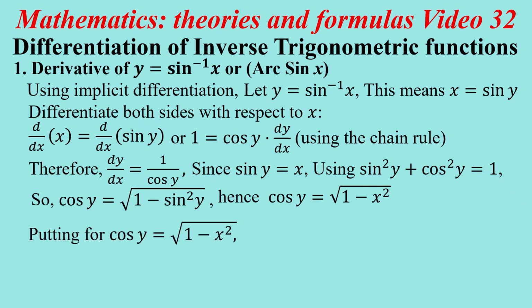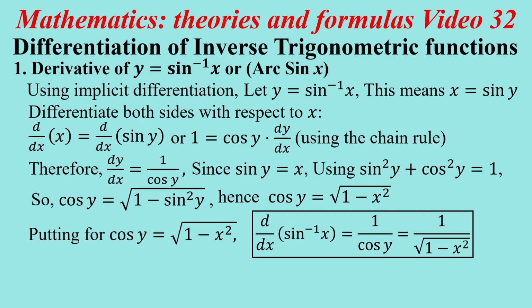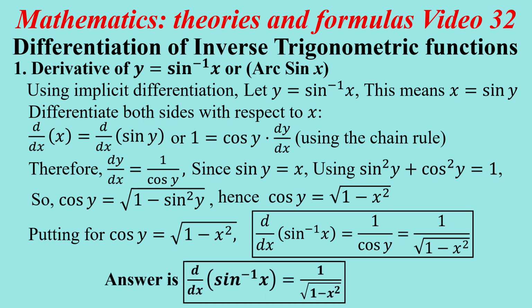Putting cos y equals root under 1 minus x square, we get the derivative of sine inverse x with respect to x equals 1 by cos y, and that equals 1 by root under 1 minus x square. So the answer is d dx of sine inverse x equals 1 by root under 1 minus x square.